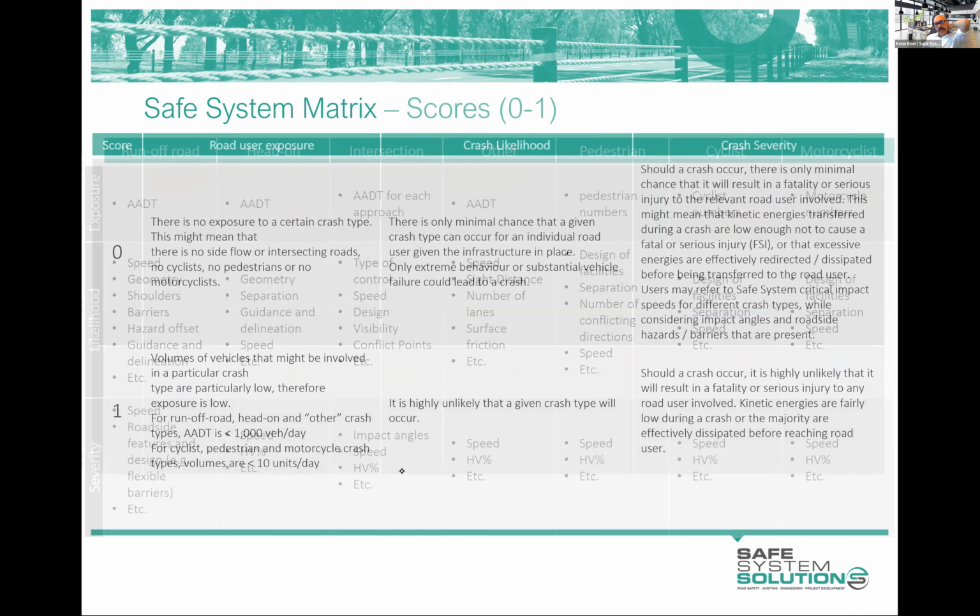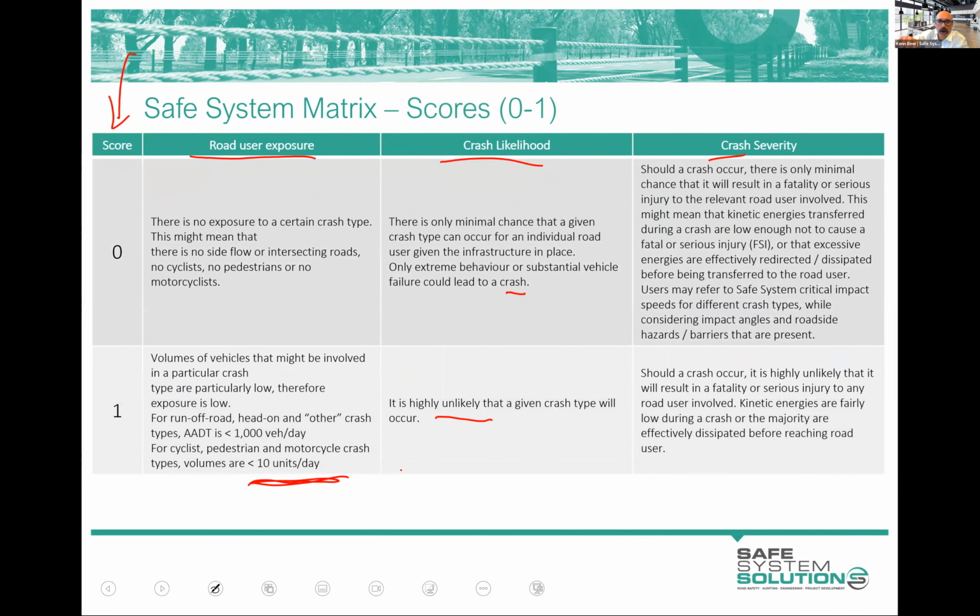If we go to the scoring reference sheet, you can see what a 1 is. Should a crash occur, it is highly unlikely that it will result in a fatality or serious injury to any road users involved. Kinetic energies are fairly low during the crash event, or the majority are effectively dissipated before reaching the road user. What does that mean? Basically like a barrier or something, because that dissipates energy before it reaches the road user, or a big cushion, like a crash cushion or a crash attenuator.